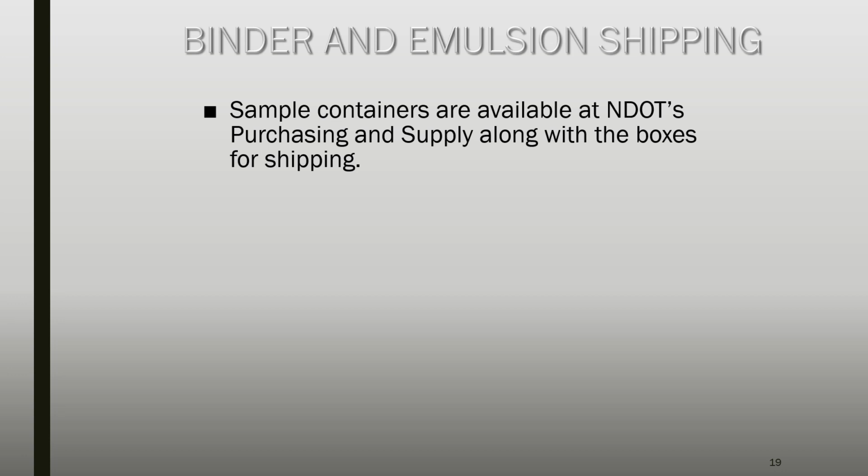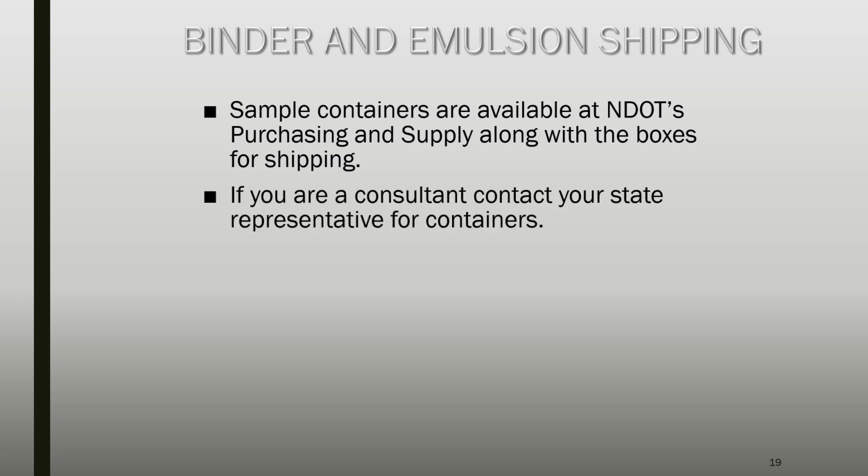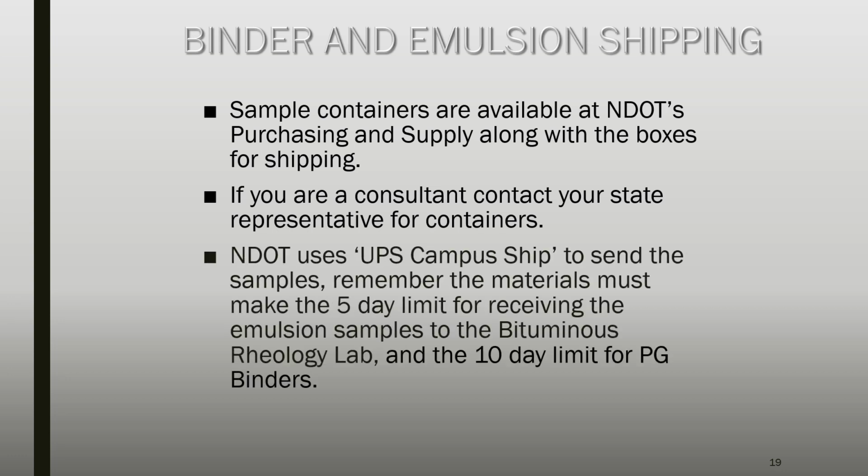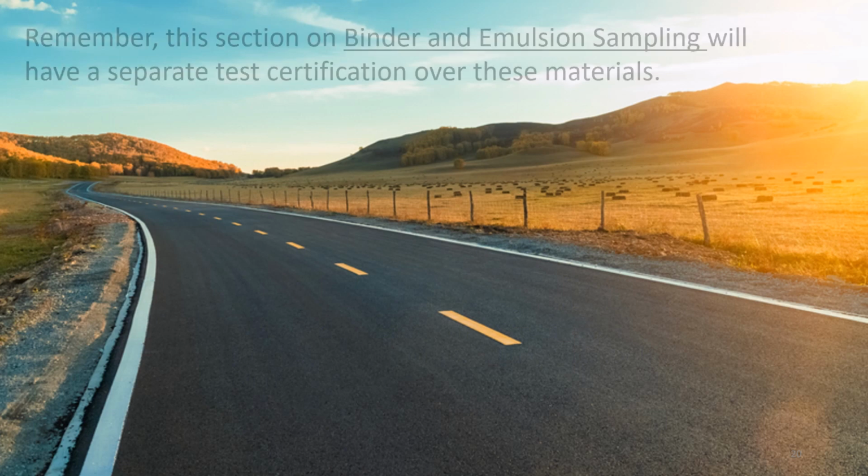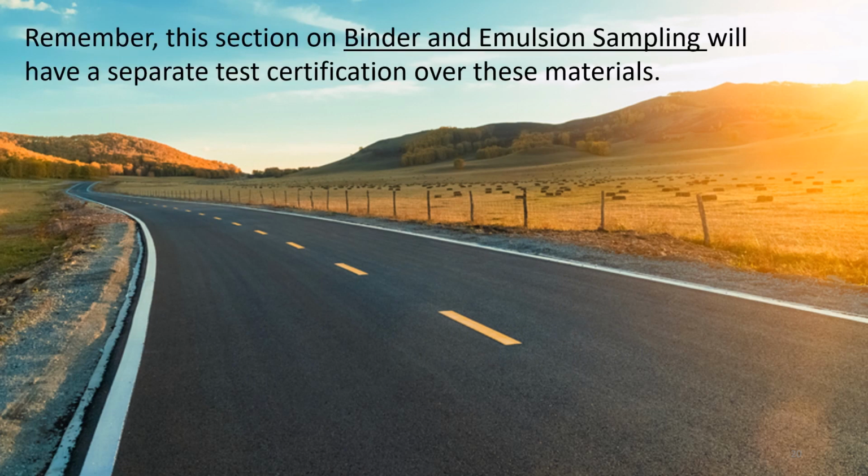Here is some information on how to ship binder and emulsion samples. Sample containers are available at NDOT's purchasing and supply, along with boxes for shipping. If you are a consultant, contact your state representative for containers to ship. NDOT uses UPS Campus Ship to send the samples. Remember, the material must make the 5-day limit for receiving the emulsion samples to the bituminous rheology lab, and the 10-day limit for the PG binders. One final reminder, this section on binder and emulsion sampling will have a separate test certification over these materials.